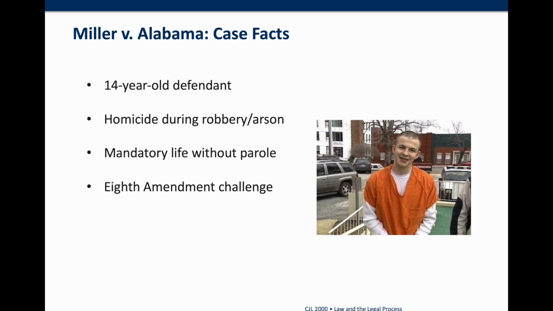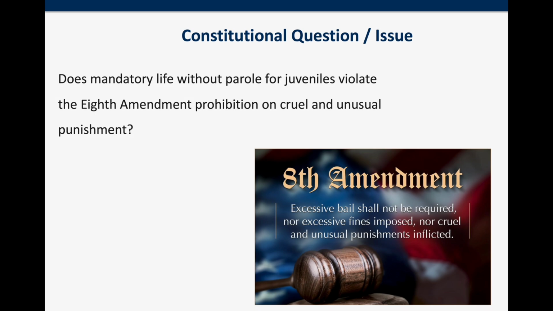So the constitutional challenge with this case centered on the Eighth Amendment, which prohibits cruel and unusual punishment. And so the question before the court, or the issue if you were writing a case brief, became: can the government impose mandatory life without parole sentences on juveniles without considering their age, maturity, or potential for rehabilitation? So this was the core constitutional question in Miller. Does mandatory life without parole for juveniles violate the Eighth Amendment?